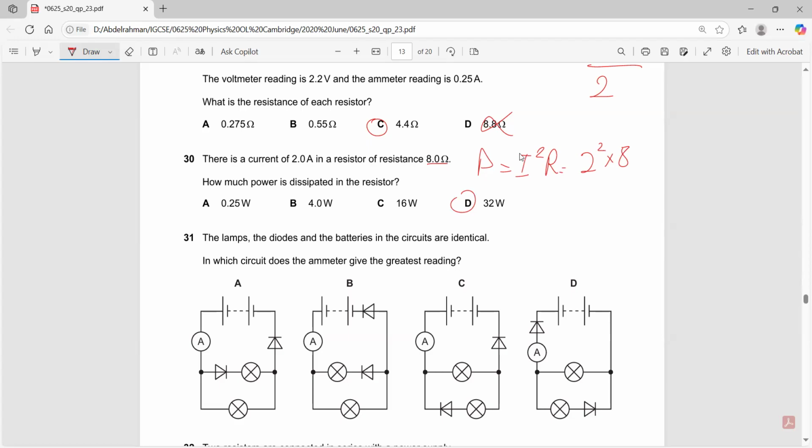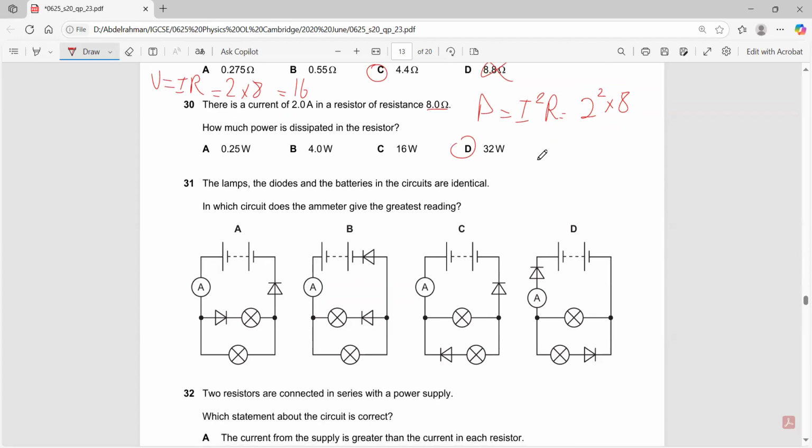If you forgot this equation and you only remember P equals IV, you can find the voltage by saying V equals IR, or 2 times 8, which is 16. And then you multiply, P equals IV, so 2 times 16 is again 32 watts.